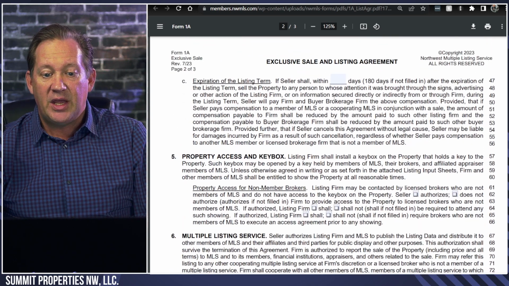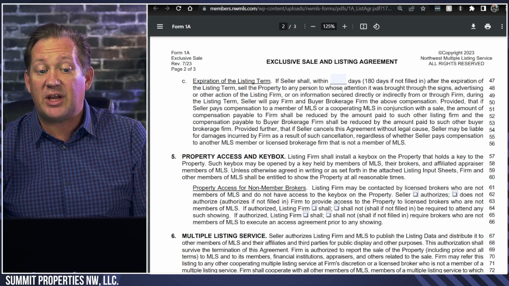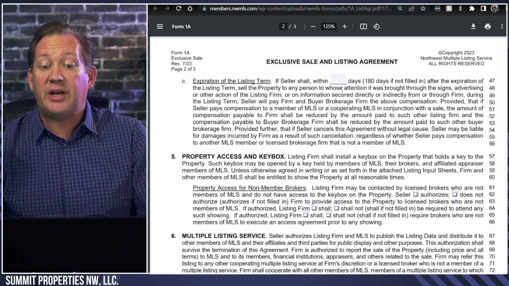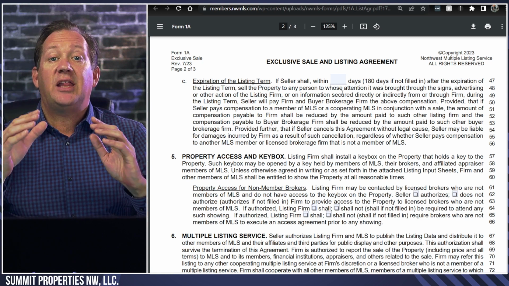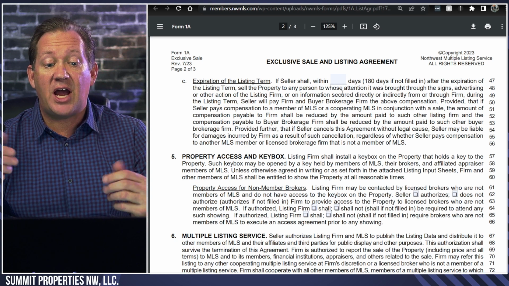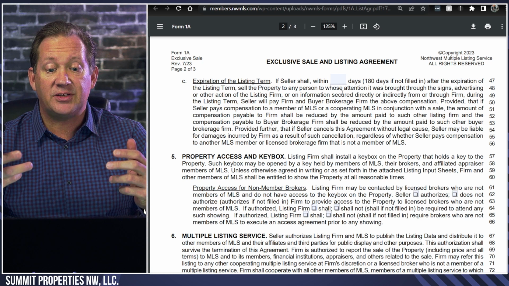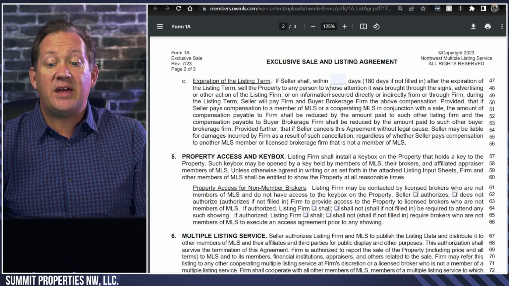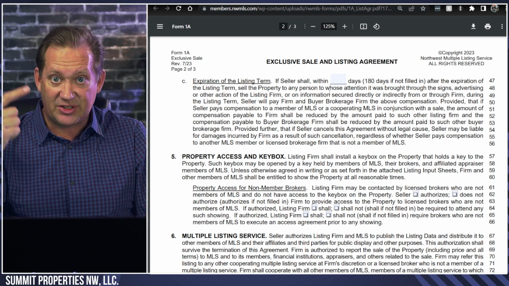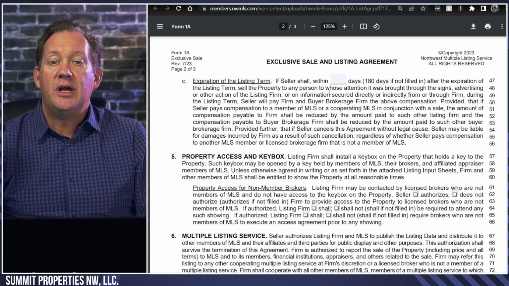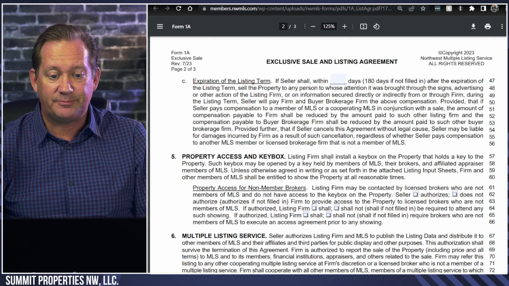That's page 1. If the seller shall, within XYZ days, 180 days if not filled in, after the expiration of the listing firm, sell the property to any person to whose attention it was brought through the signs, advertising, or other actions of the listing firm, making you the procuring cause, then you'll get paid based on what we just described and what you and your seller agreed to a couple of paragraphs back.